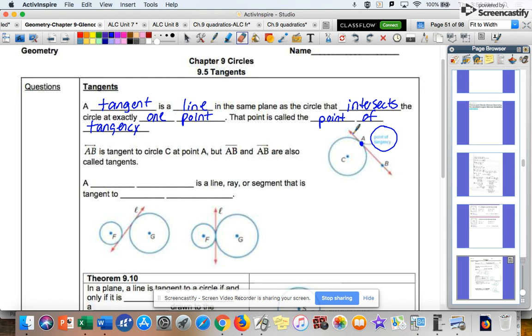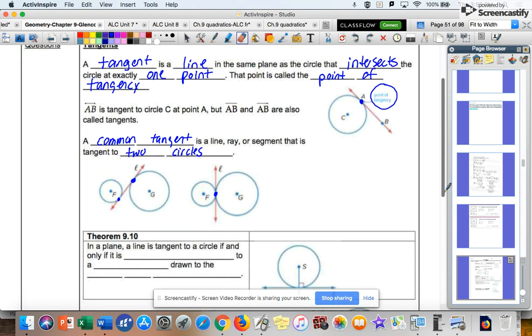A couple other terms here. A common tangent is a line, ray, or segment that is tangent to two circles. Notice that this tangent line crosses this circle once and it crosses circle F once. So they have a common tangent because it's tangent to two circles. And this one, where it goes right down just at that one point where those two circles meet, would also be a common tangent to those two circles.